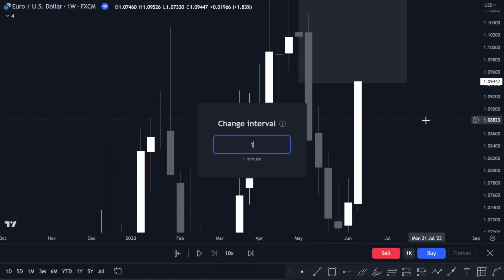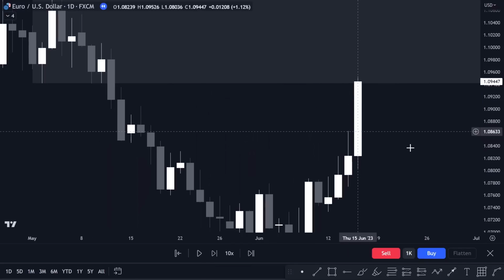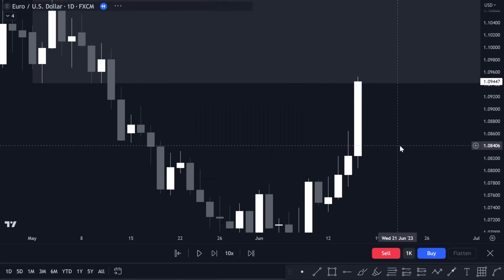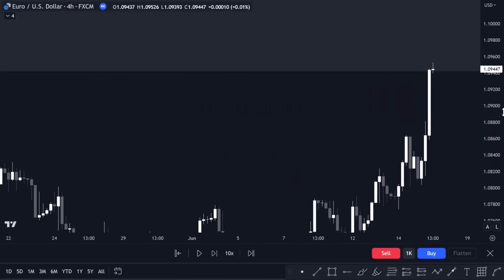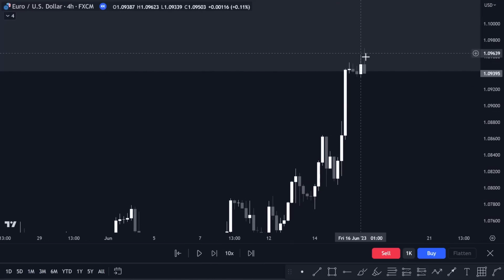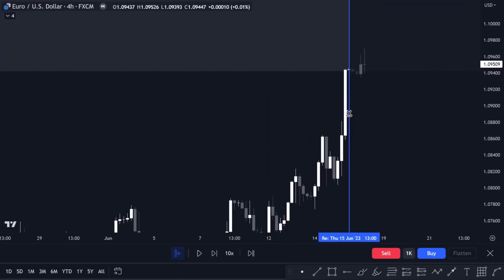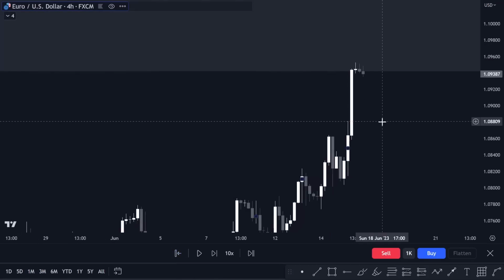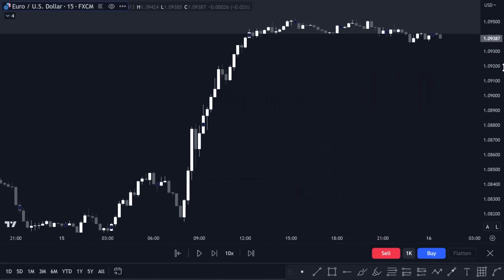We're going to go to the daily, or actually let's go to the 4-hour, and we're going to wait for London to open first, and then we're going to go to New York, and we're going to see what happened. So now it is Friday and it's 1 a.m. So let me go back here and go to the 15 minutes.